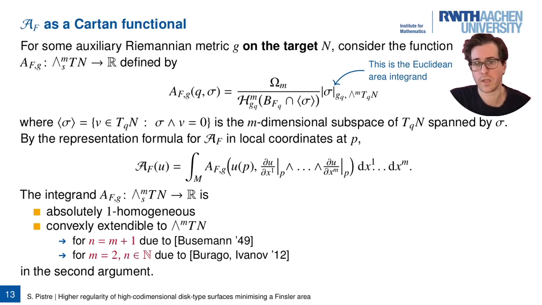We have a bit more than we need. And also, I said this before, this is only defined on the simple vectors, but actually we want it defined on the whole space, because we need convexity, and convexity is a linear condition, so it should be a vector space or a vector bundle. And there are two results here. The first one is an old result by Busemann. In codimension 1, this is guaranteed by him. And for domain dimension 2 and in arbitrary codimension, there's this paper by Burago and Ivanov from 2012, which guarantees a convex extension of this integrand.